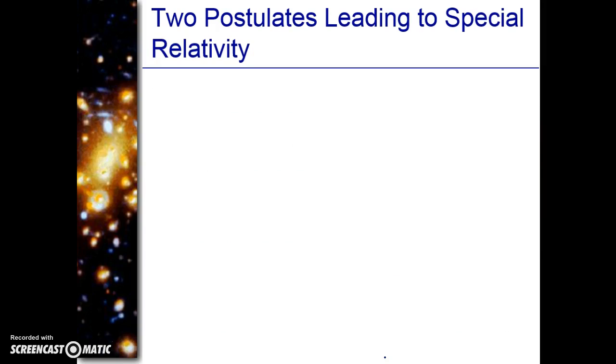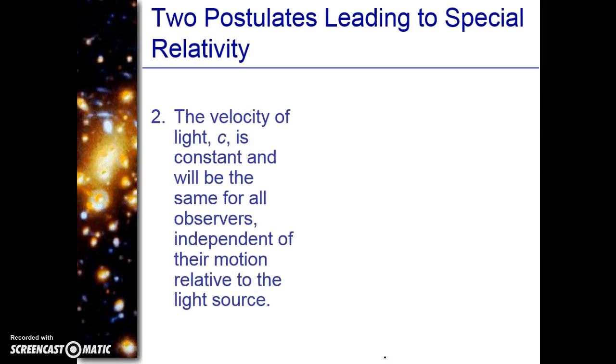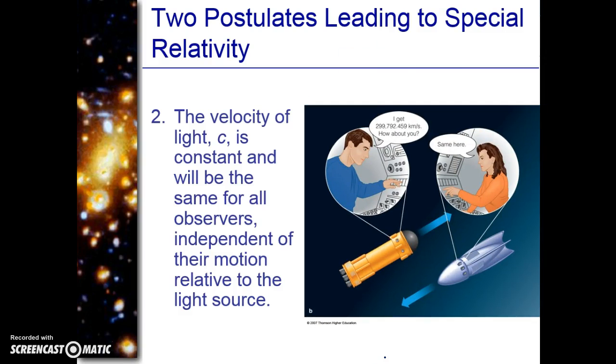All right, well, that led to his next postulate, which says that the velocity of light, c, is constant and will be the same for all observers, independent of their motion. So let's say that again. The speed of light has to be constant for all observers, no matter how you're moving.